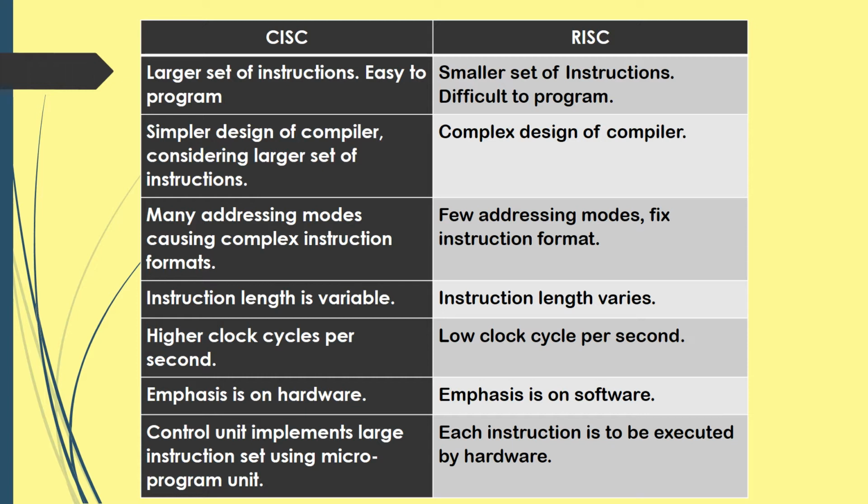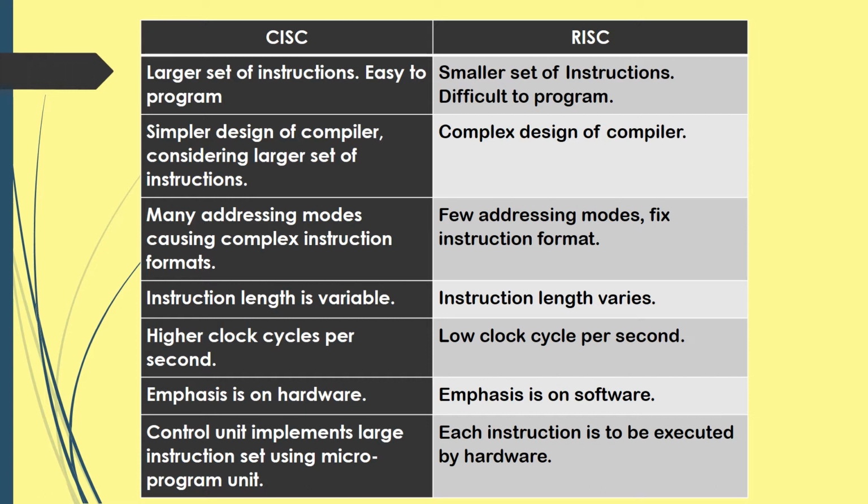So to summarize, I have listed here. In general, in CISC, largest set of instructions, easy to program. In case of RISC, smaller set of instructions, difficult to program. In case of CISC, simple design of compiler considering the larger set of instructions. In case of RISC, complex design of compiler. In case of CISC, many addressing modes causing complex instruction format. In case of RISC, few addressing modes, fixed instruction format.